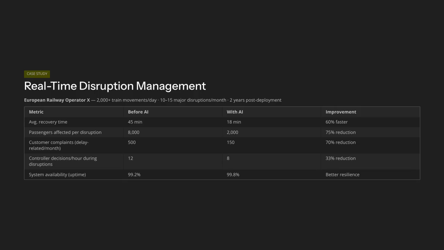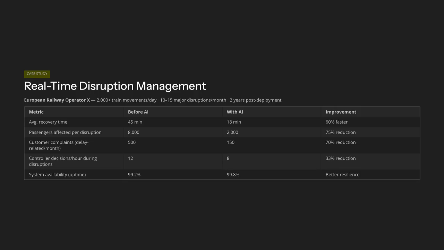The second lesson was about interface design. Early versions of the interface showed too much data. Controllers were overwhelmed rather than supported. The final interface was stripped back significantly, showing only the most critical information and the top recommendations. Less turned out to be considerably more.